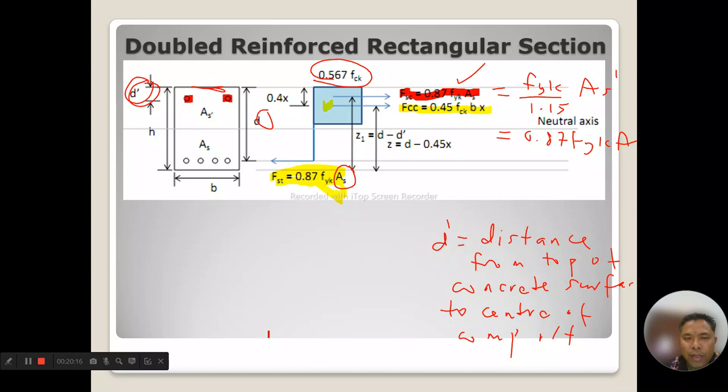Okay, so I have to erase this because nanti kan diganggu saya punya ni. So I have to erase this one.